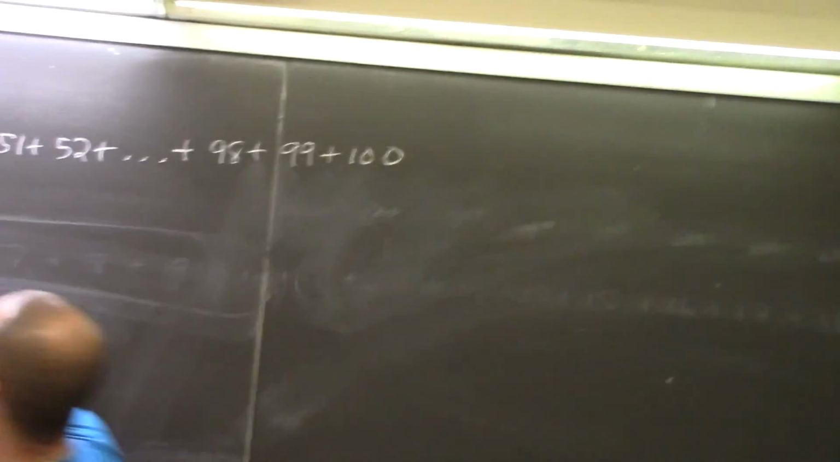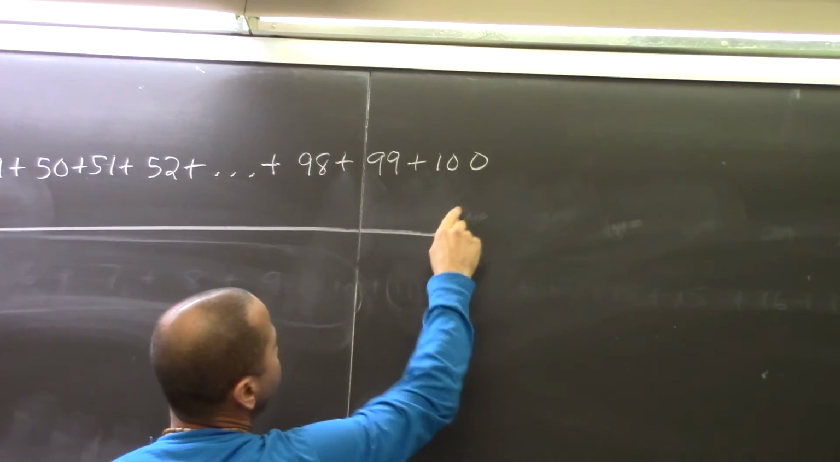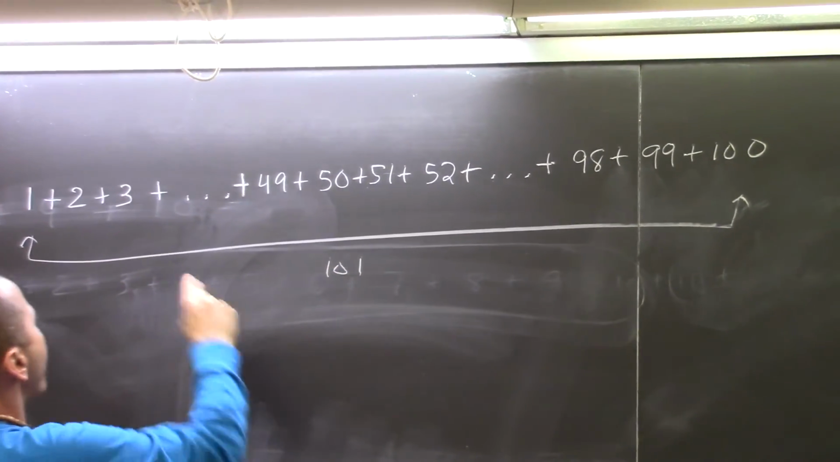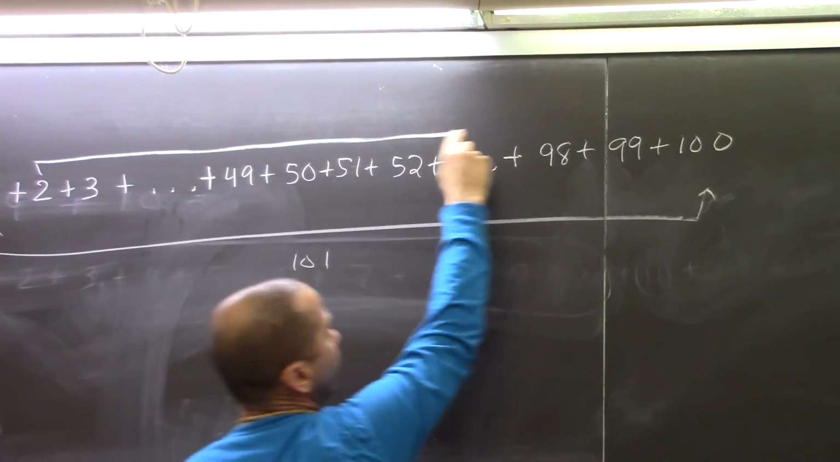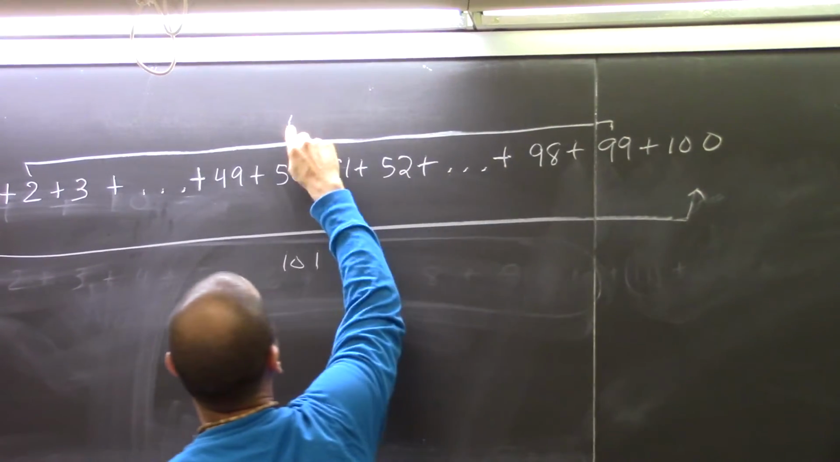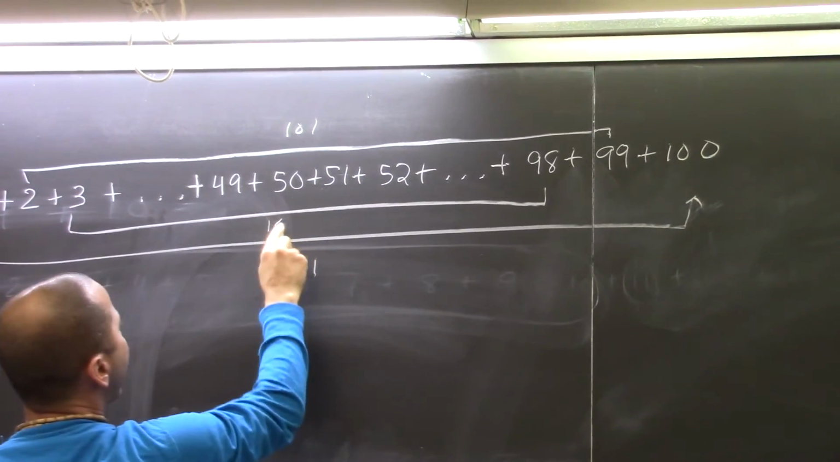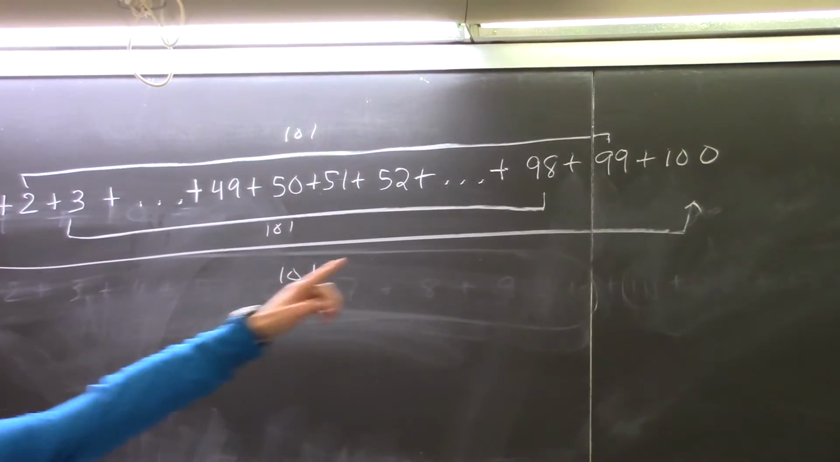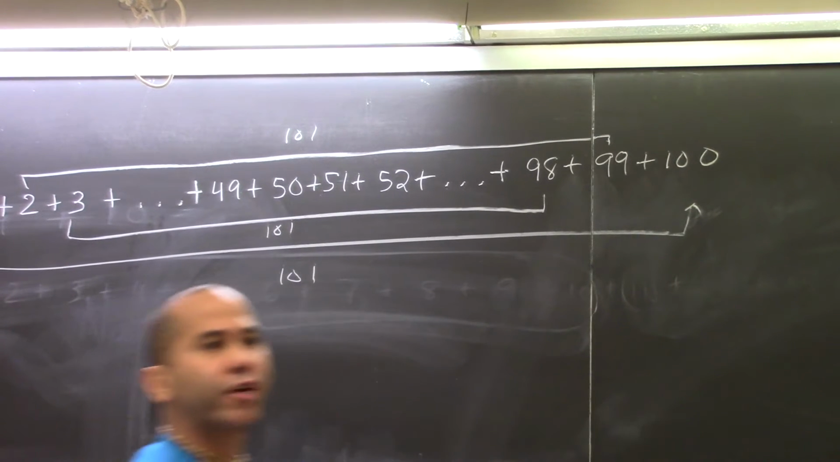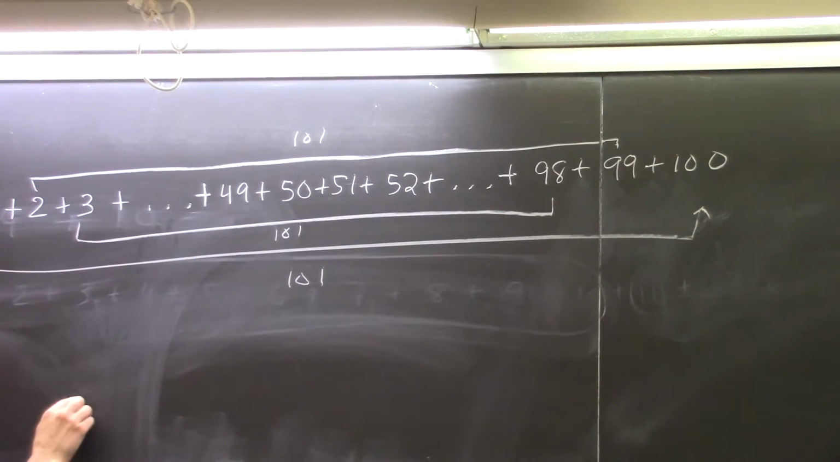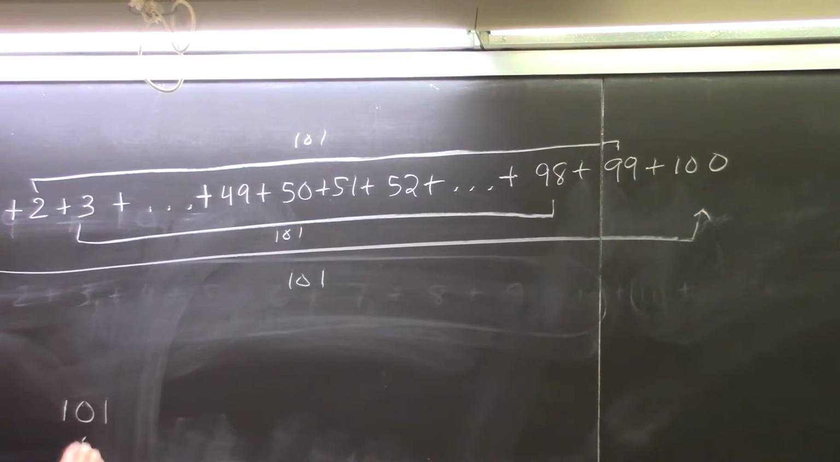If we go to 101, the first with the last one, we have 101. Then we have these two. What are these two? 101. And how many groups of 101 are we going to have? 50. 50, right? Because we have 100, we have 50 groups of 101. But I want to take Geffen's idea.